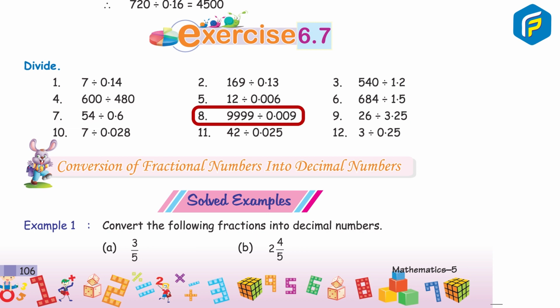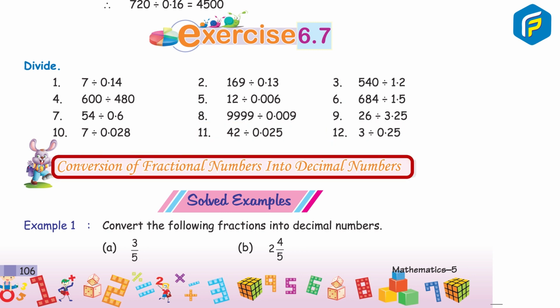8. 999 divided by 0.009. 9. 26 divided by 3.25. 10. 7 divided by 0.028. 11. 42 divided by 0.025. 12. 3 divided by 0.25.